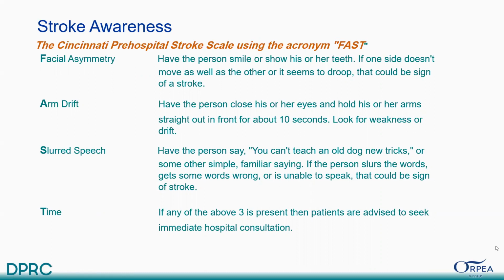Arm drift: have the person close his or her eyes and hold his or her arms straight out in front for about 10 seconds. Look for weakness or drift. Slurred speech: have the person say, you can't teach an old dog new tricks, or some other simple familiar saying. See if the person slurs the words, gets some words wrong, or is unable to speak.